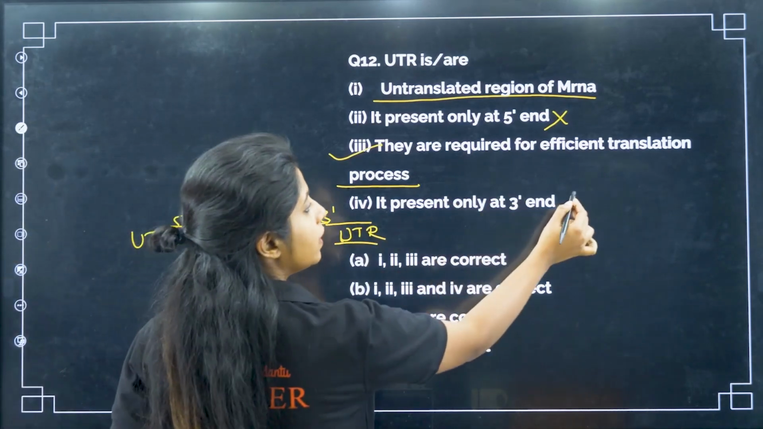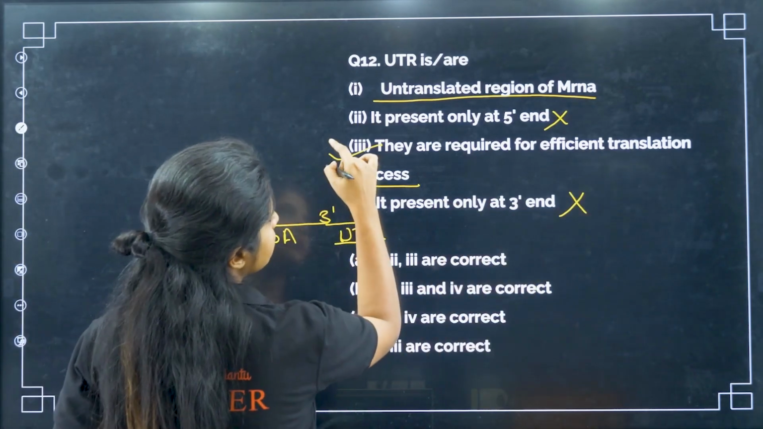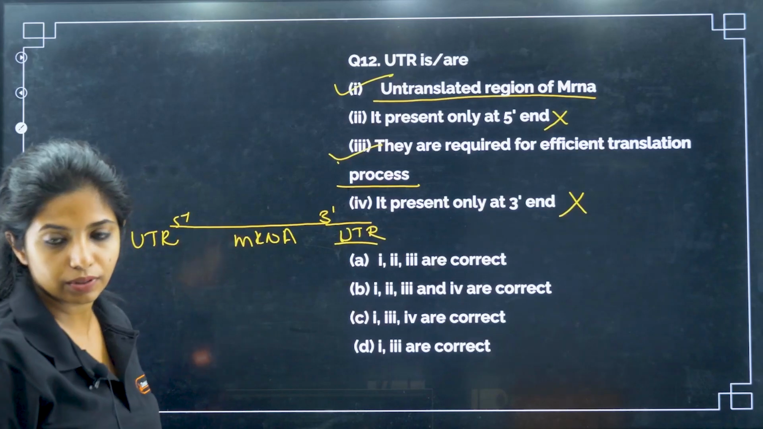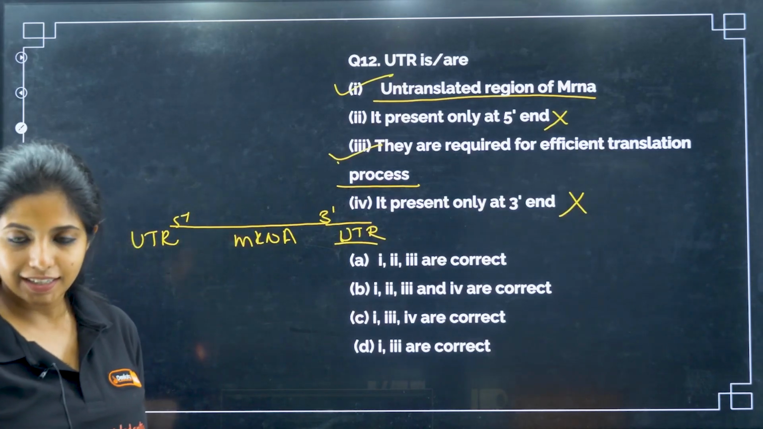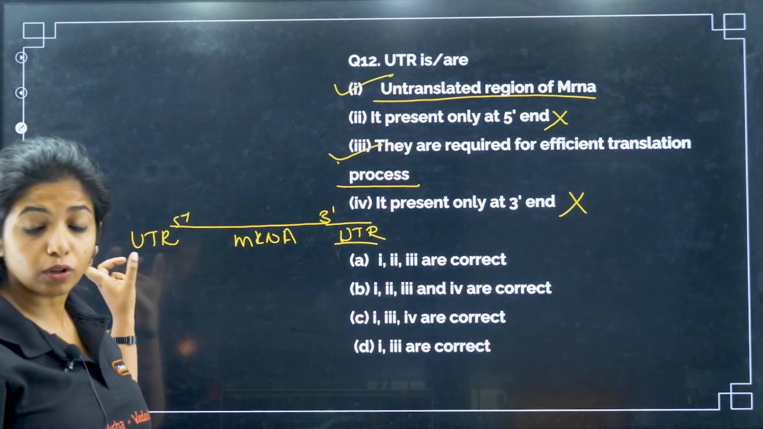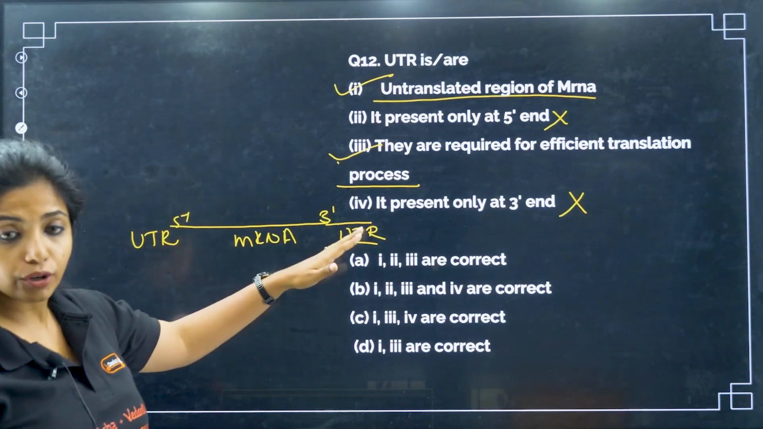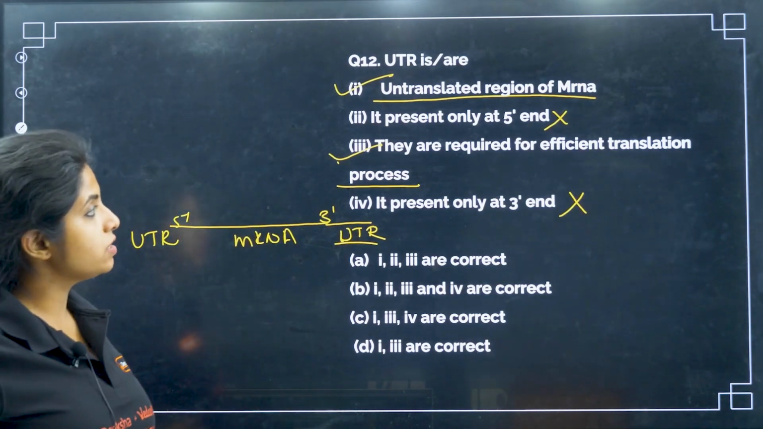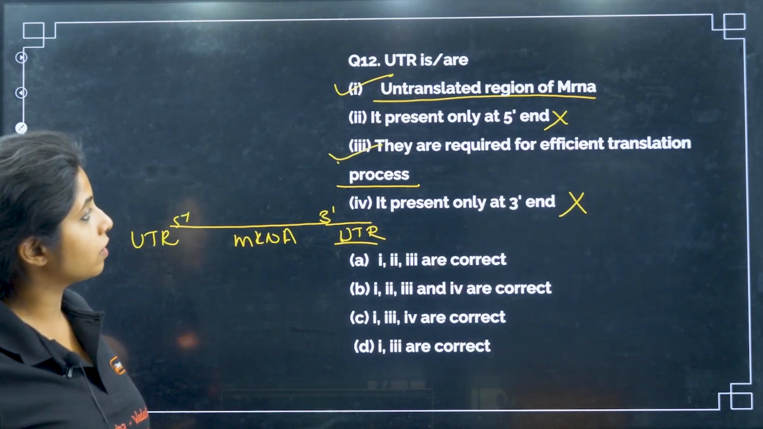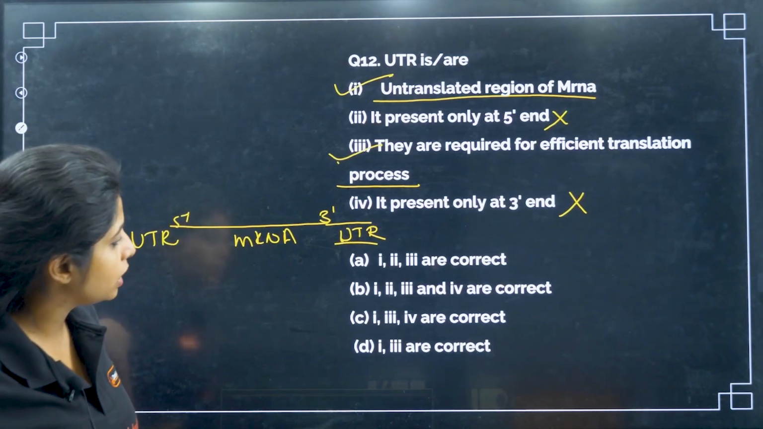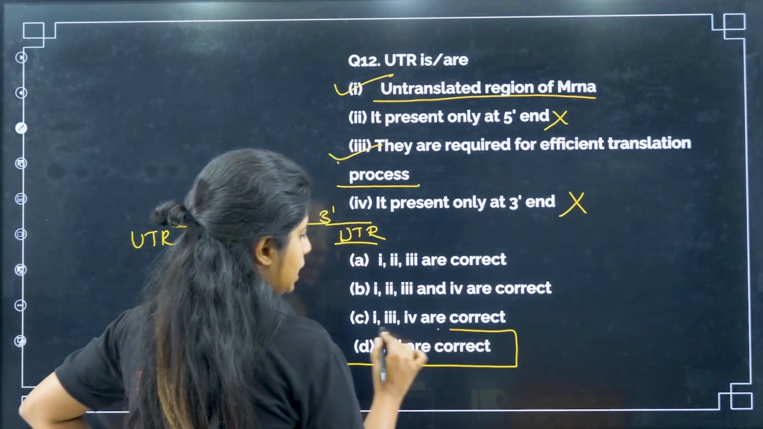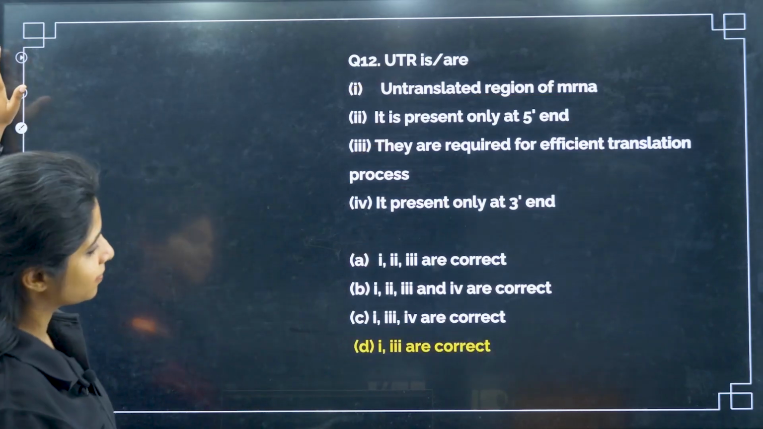"It is present only at 3' end", wrong. So can I say that this and this is the only correct answer? Yes. For initiating translation, you need UTR and things like that. So it is very, very important, also for ending it up properly. Now untranslated region of mRNA, and they are required for efficient translation process, which makes 1 and 3 the only correct options. 1 and 3 are correct.